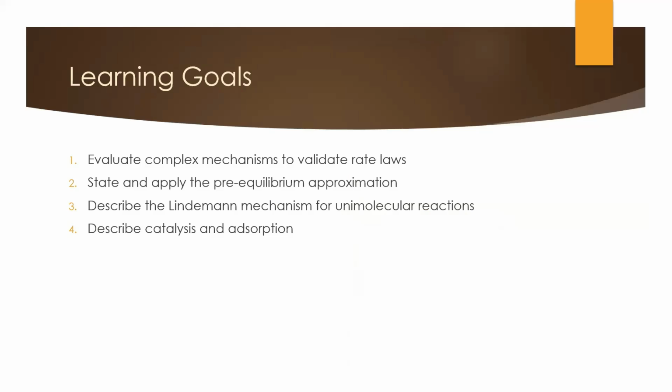The learning goals for today are going to be to evaluate complex mechanisms, to compare them to the experimentally determined rate laws and make sure that they mesh and are appropriate. Then we're going to look at some other complex mechanisms. We'll look at the pre-equilibrium approximation, which is another approximation, much like the steady state approximation, that helps simplify these problems. We'll look at the Lindemann mechanism, which actually predicts how unimolecular reactions are possible under different circumstances. And then briefly at the end, we'll look at catalysis and adsorption.